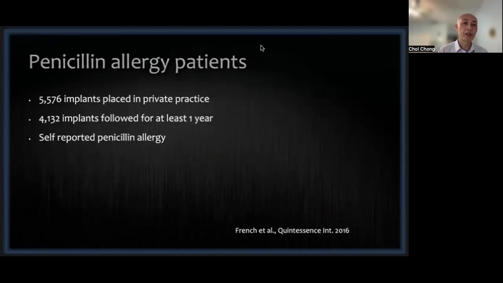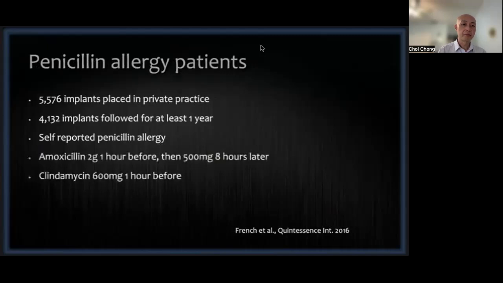Now, what about patients that are allergic to penicillin? Here's a study that looked at implants placed in a private practice that were followed for at least a year, and penicillin allergy was based on patient self-reporting. And the regimen for these implant patients was either amoxicillin 2 grams 1 hour before, and then post-operative 500 milligrams of amoxicillin 8 hours later. And those patients that were allergic to penicillin were given clindamycin 600 milligrams 1 hour before.